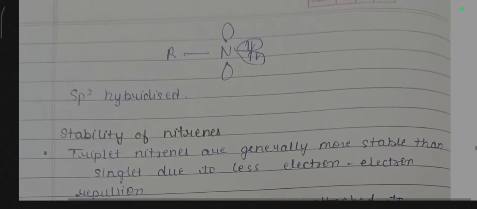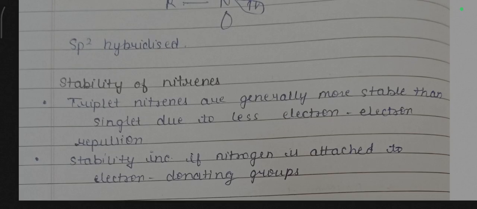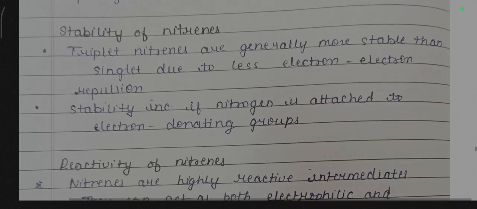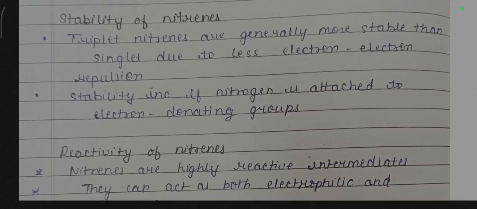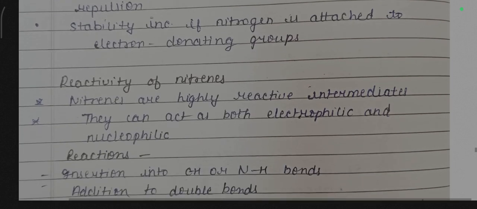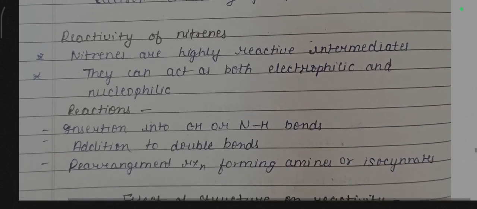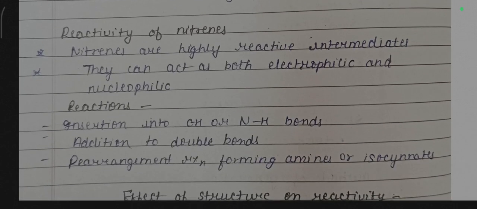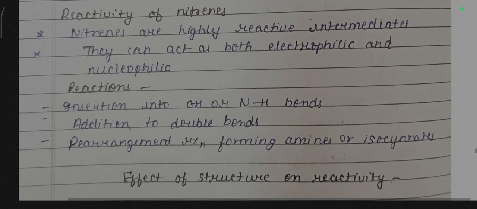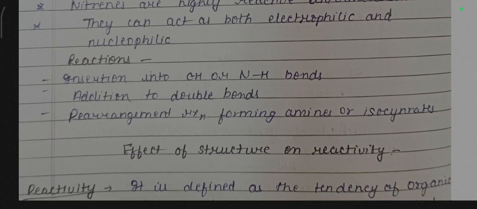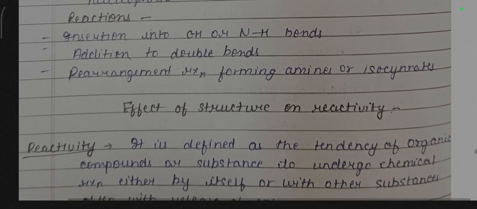They are sp2 hybridized. Stability of nitrenes. Triplet nitrenes are generally more stable than singlet due to less electron-electron repulsion. Stability increases if the nitrogen is attached to electron donating groups. Reactivity of nitrenes. Nitrenes are highly reactive intermediates. They can act as both electrophilic and nucleophilic. Reactions: insertion into C-H or N-H bonds, addition to double bonds, rearrangement reactions forming amines or isocyanates.